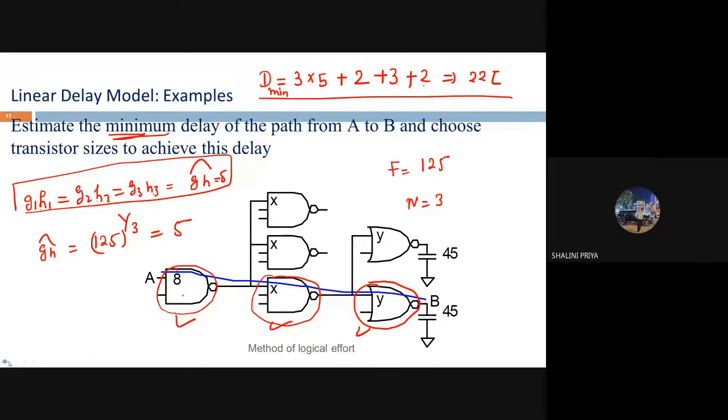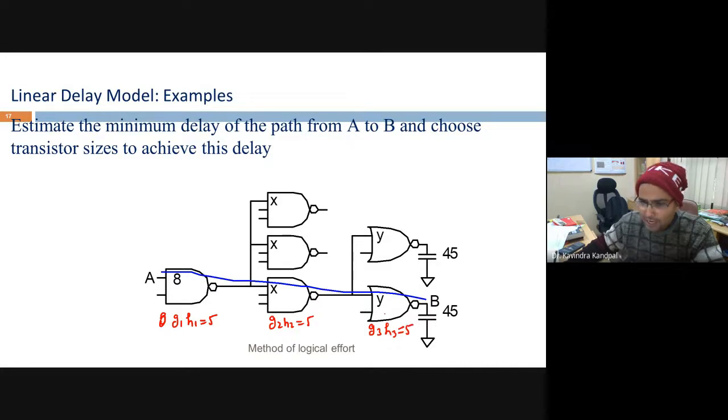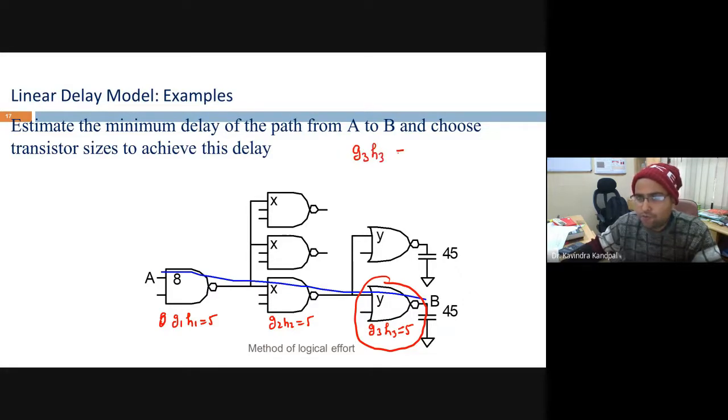Yes, sir. To get the least amount of delay, you need to ensure that G1 H1 of this stage should be 5, G2 S2 of this stage should be 5, and G3 S3 of this stage should be 5. Let me start from this node. Look, G3 into S3 should be equal to 5. What is the S3? What is the G3 of this 2-input NOR?